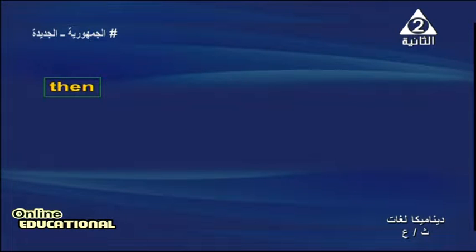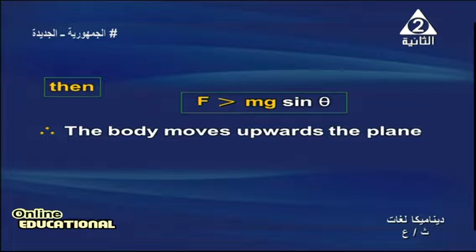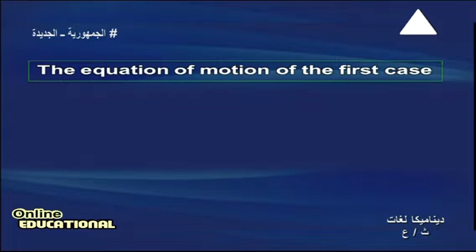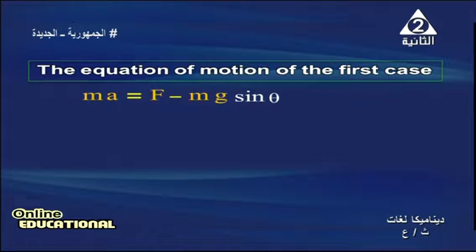If F is bigger than mg sine theta, then the body moves upward the plane with a uniform acceleration a. Now we can write the equation of motion of the first case. The body moves with a force of magnitude F Newton, then ma equals F minus mg sine theta.